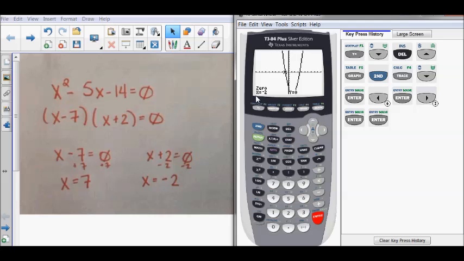You can see in the calculator it shows that the 0 of this side of the function is x equals -2, y equals 0. And that validates the solution that we found mathematically.